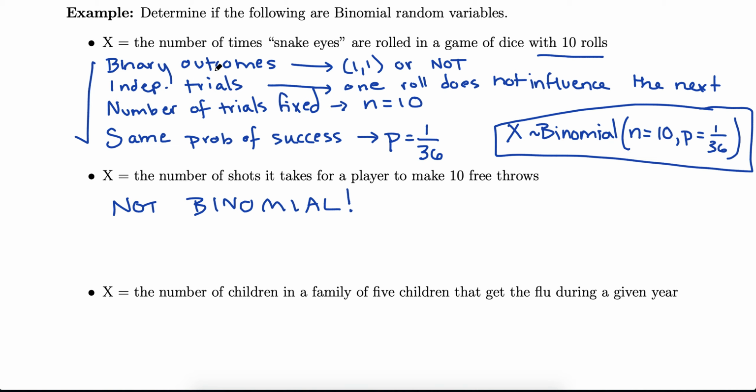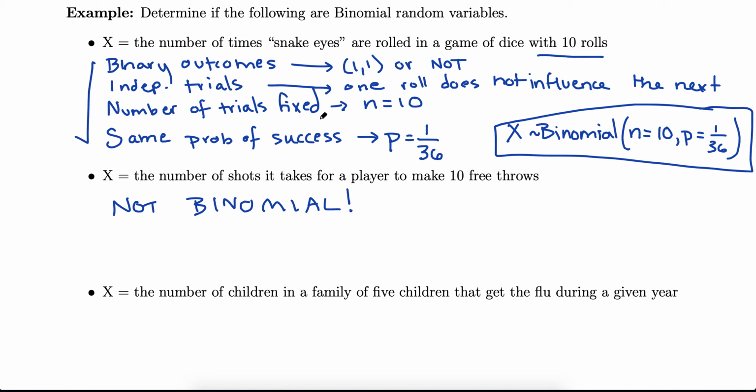Binary outcomes. They're either going to make or miss their shot. Independent trials, that can be debated on the level of the player. So maybe that's your reason of maybe the trials aren't independent. Maybe if you're like me, you're going to adjust and hopefully get better as you go.